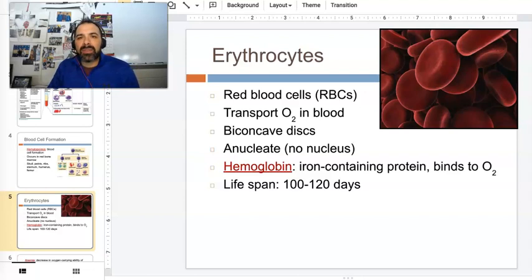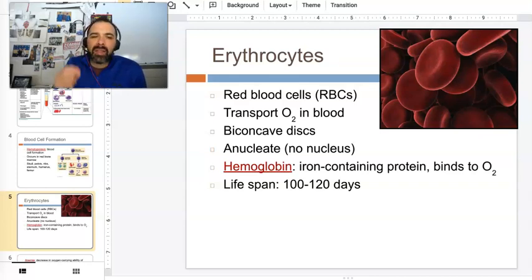So we talk about specific types of blood cells. We talk about erythrocytes, which are the RBCs, and these are the ones that transport oxygen in the blood. They're shaped like a biconcave disc, so it looks like a donut. In that image you can see where there's a little divot. They're anucleate, no nucleus, and one of the important proteins is hemoglobin, and this binds to oxygen.